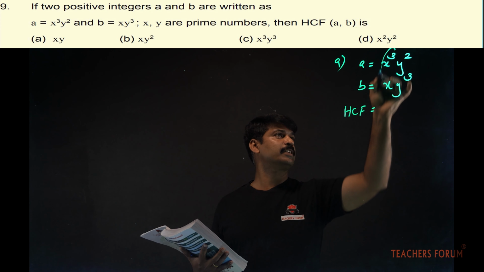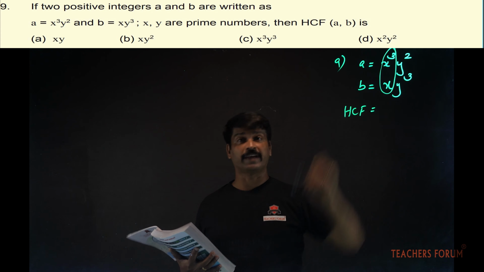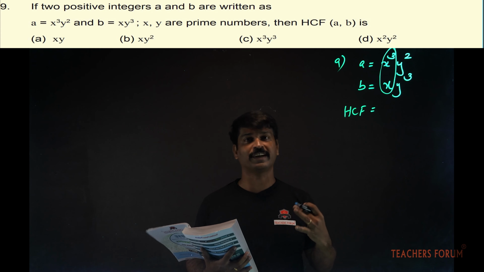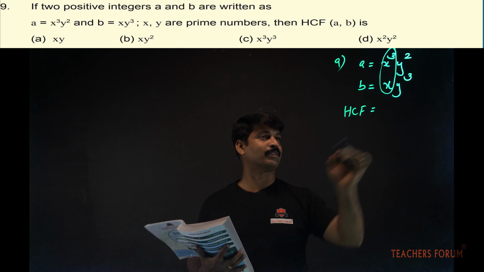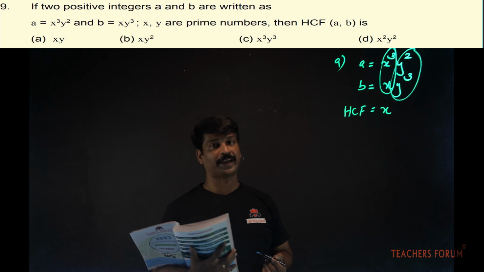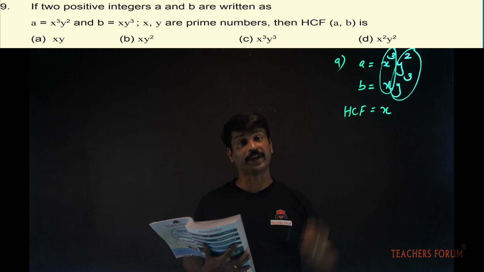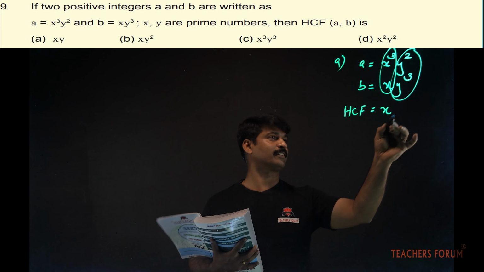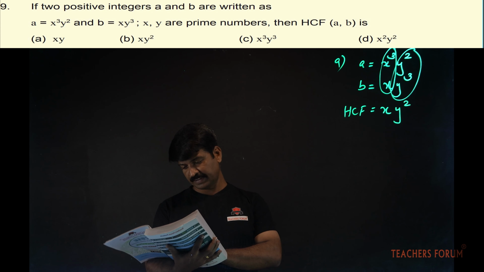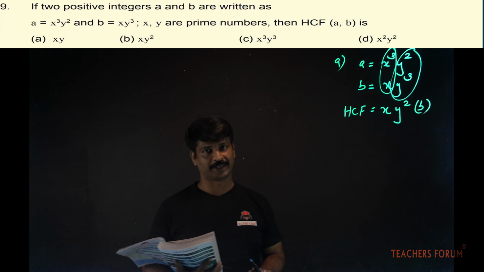You see, x is common in both a and b. In a, we have x cube. In b, we have x. So what is the highest common factor? You should go for the one with the least power. So that is x. Now, the second common factor is y. In a, you have y square. In b, you have y cube. So what is the highest common factor? The common factor is y square. So what is the HCF? HCF is x y square. So option B is the right one.